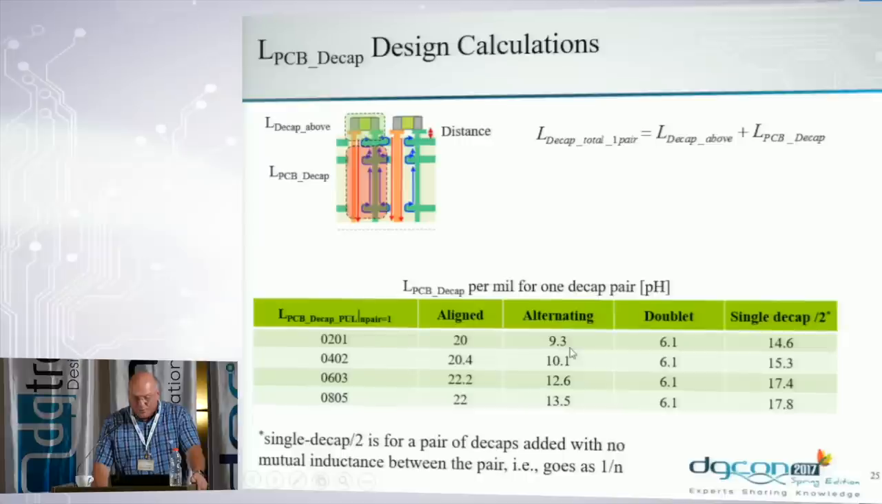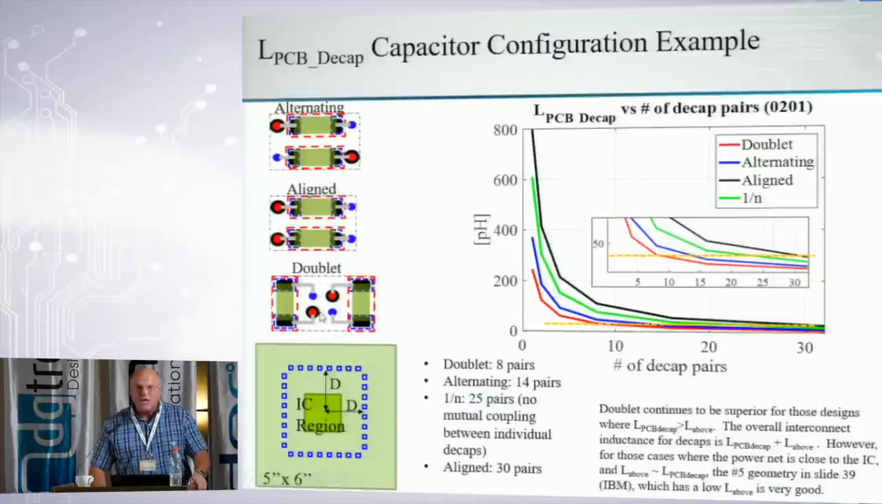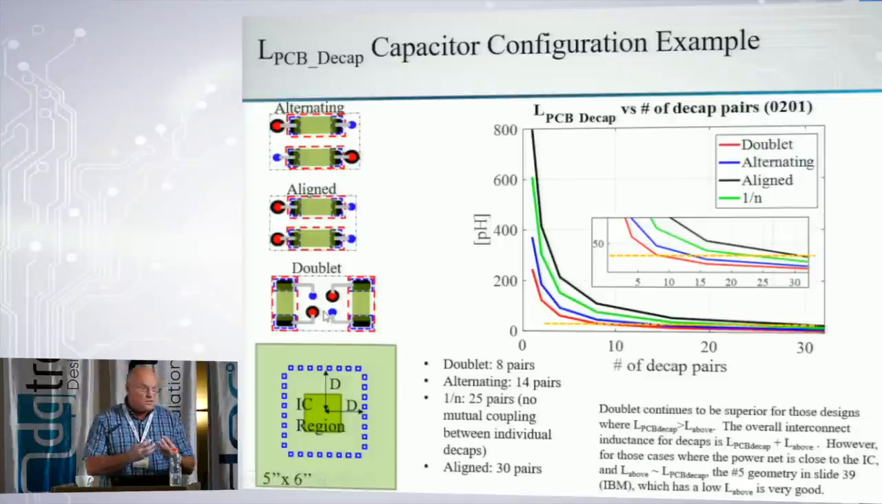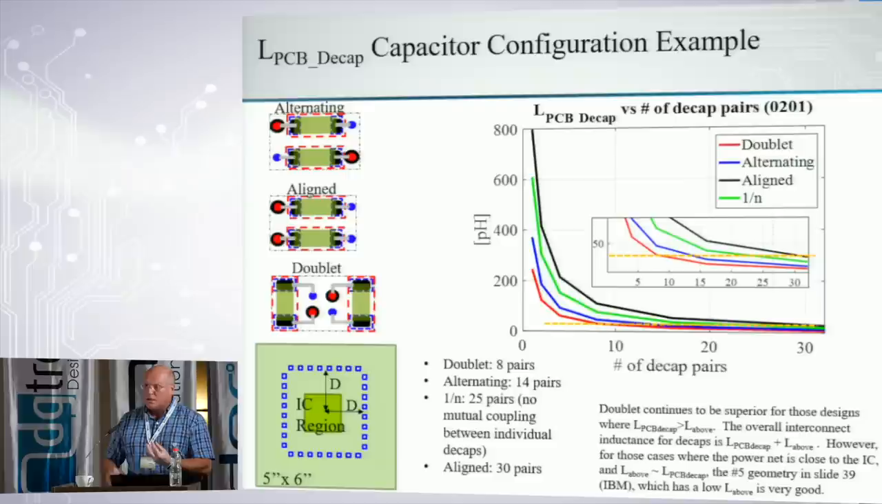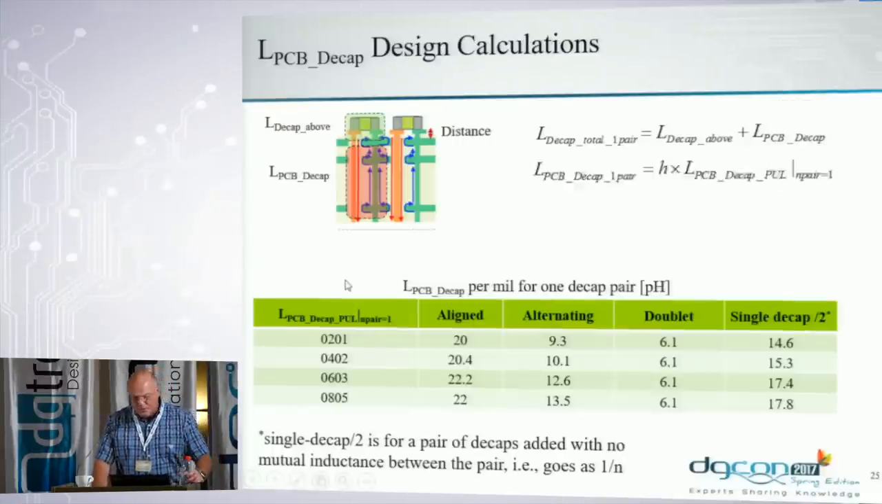I give that first number here for the aligned, which you don't want to do. I just put that there for an example. You see here for the alternating, and then here for the doublet. The reason the doublet is the same for all the package sizes is because these vias don't change. These vias are independent of package size. We just cluster those vias as closely as we can together. As the package size changes, what changes is this pad trace around them.